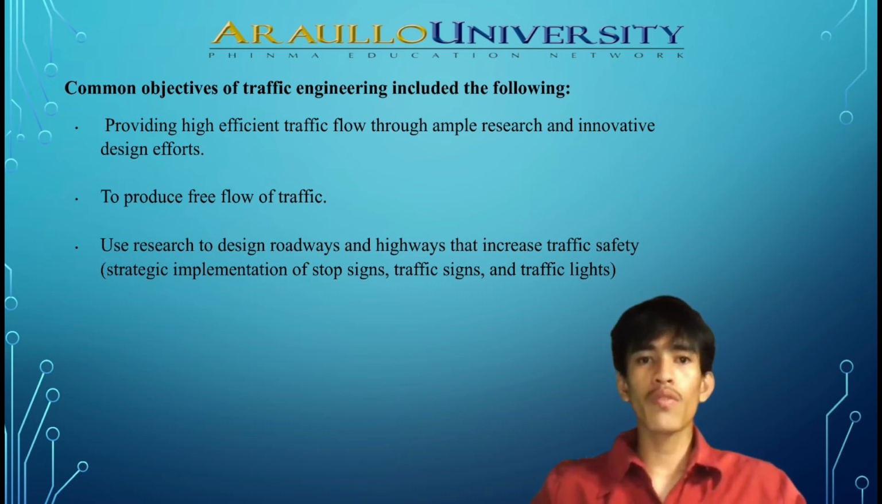Second is to produce free flow of traffic, meaning they are the reason why we have free traffic flow. Based on my research, the flow is deemed free when there are fewer than 12 vehicles per mile per lane. And the last one is to use research to design roadways and highways to increase traffic safety. To ensure that the roads are actually safe and efficient, the engineer must take into account every planning objective.